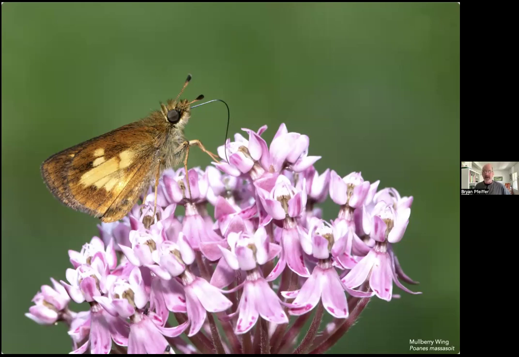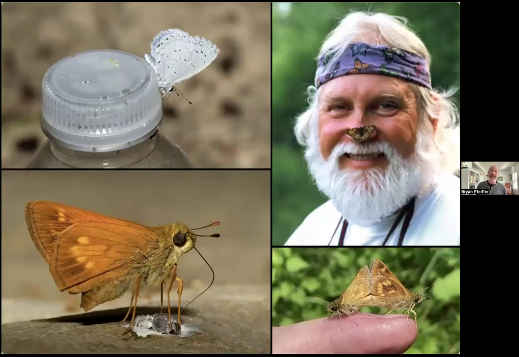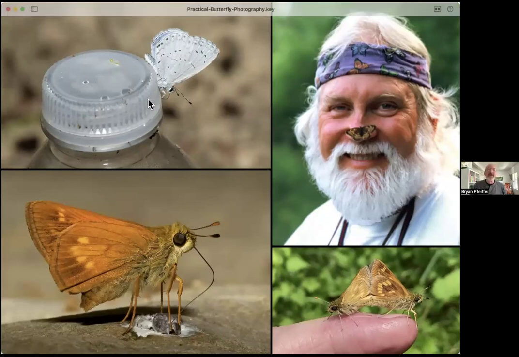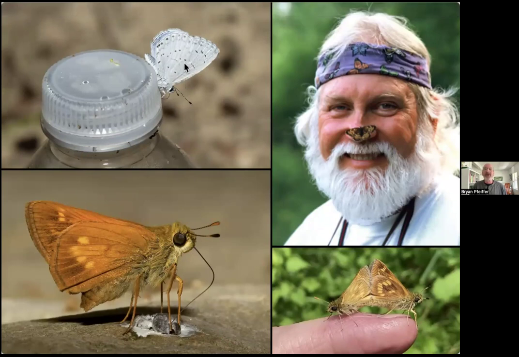I've even thought about going to places and bringing in a potted swamp milkweed, waiting for butterflies to come. They're going to come anywhere, and you're going to photograph them wherever you can. This is one of the azures on a bottle cap, and this is a southeastern species called Yehl's skipper on bird droppings. This is copulating long-dash skippers. And this is Robert Michael Pyle, the great lepidopterist, conservationist and writer.